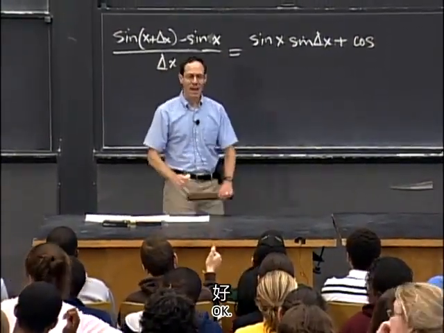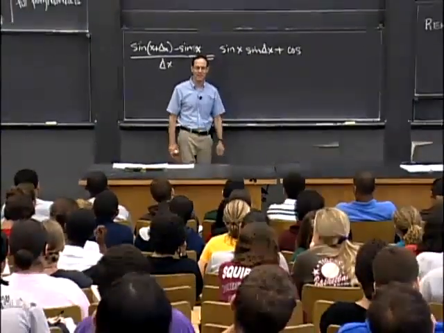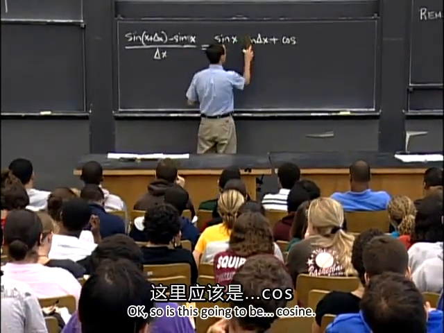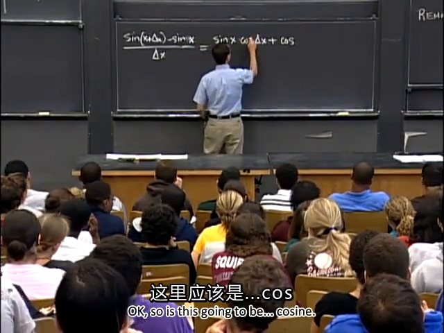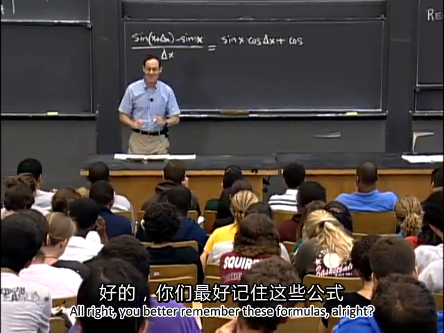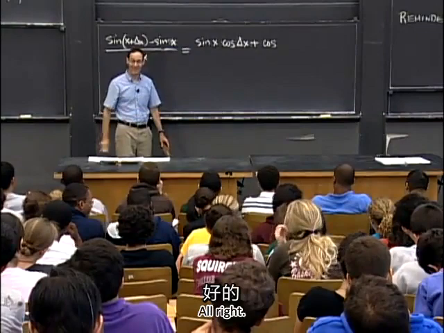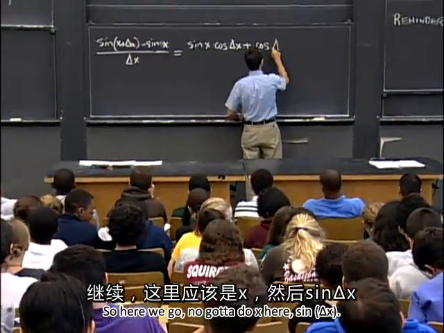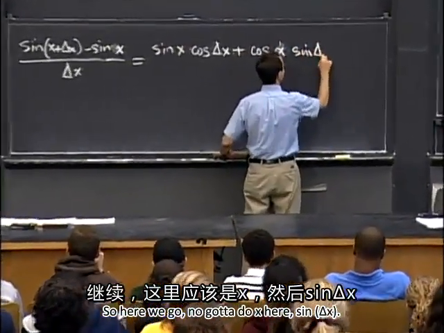Okay, all right, let's take a vote. Is it sine sine or is it sine cosine? Okay, so is this going to be cosine? All right, you better remember these formulas, all right? Okay, it turns out that it's sine cosine, all right, cosine sine. So here we go. No, you got to do x here, sine delta x.